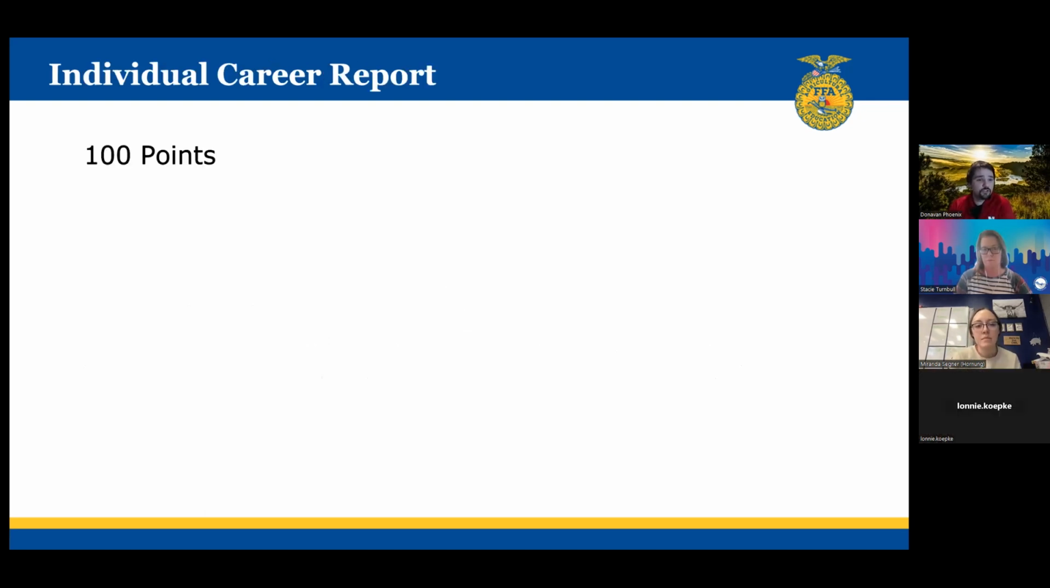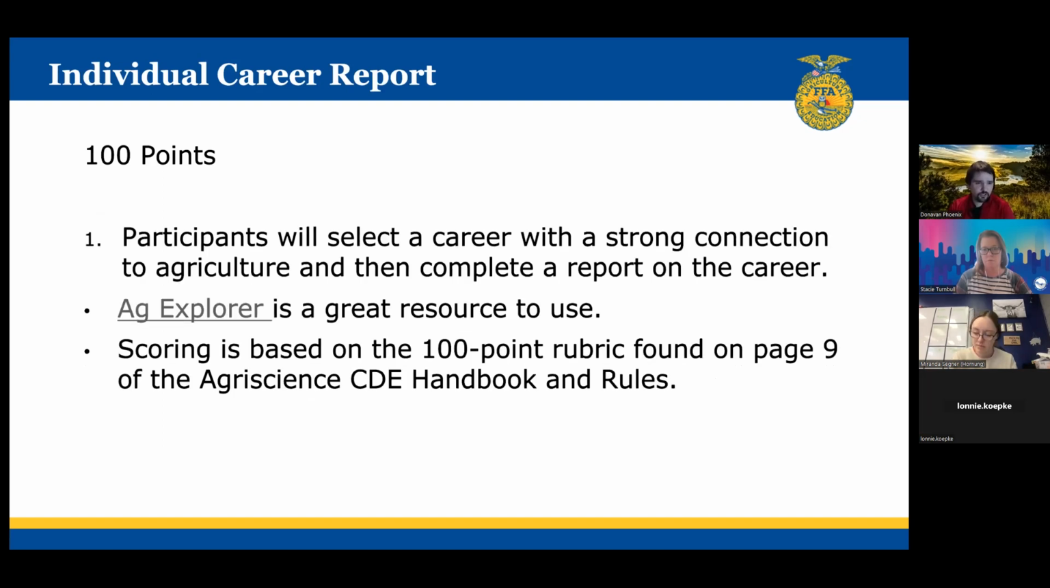Okay. For the individual career report, the career report you will be completing, or students will be completing, ahead of time. This is worth 100 points. Students are going to select a career that they have a strong connection to and a strong connection to agriculture, and then they're going to complete a report on the career. This Ag Explorer website is a national FFA resource. I suggest using that. It breaks down all the important information as far as ag careers. And then when it comes to scoring, the last page of the Agriscience CDE handbook has a 100-point rubric that identifies the point values for the individual career report.